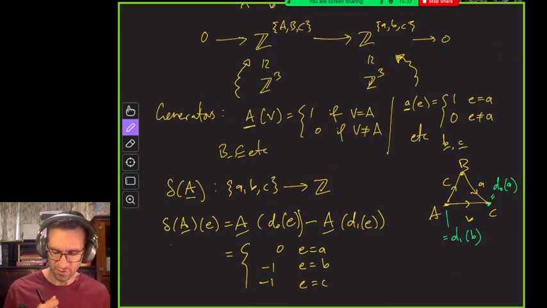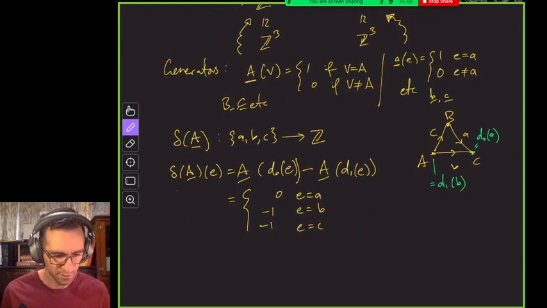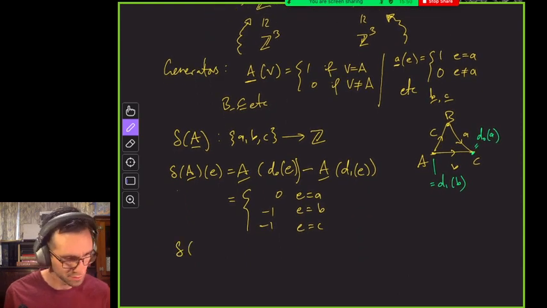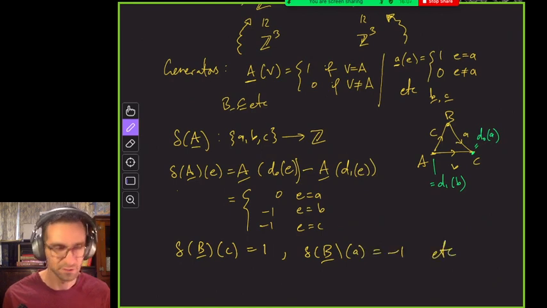Okay, and this is the sort of thing we had before. Where our edge is coming out of vertex A, we pick up a minus 1. Similarly, when you calculate this, delta underline B of little c is equal to 1, delta underline B of A is equal to minus 1, etc. You can figure this out.